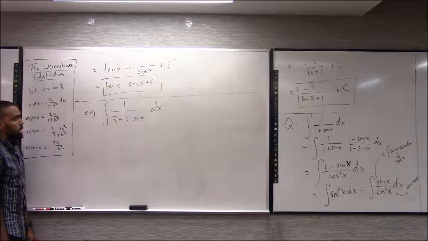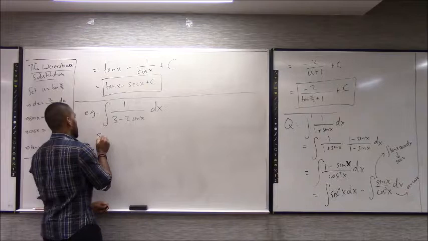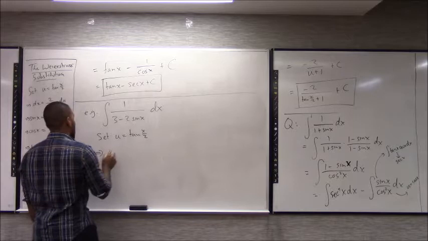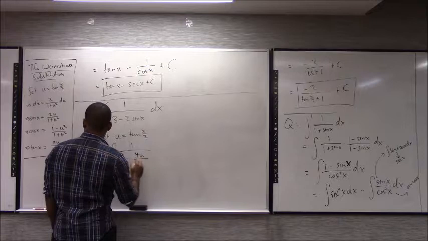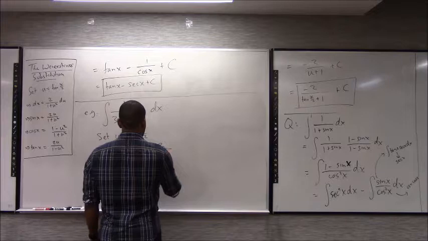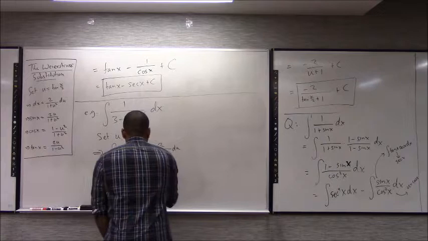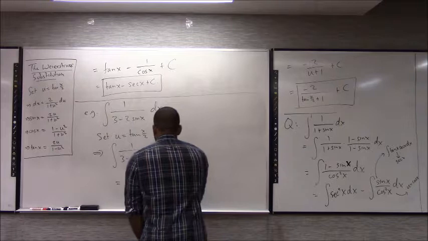If we set u equals tangent of x over 2, then our integral is going to become 1 over 3 minus, plugging in this first sine, 4u over 1 plus u squared, and my dx is going to be 2 over 1 plus u squared. This is going to multiply out to 3 plus 3u squared minus 4u du.